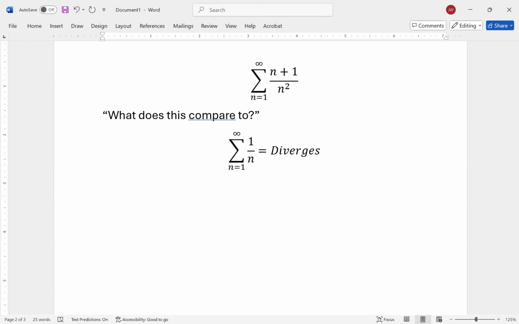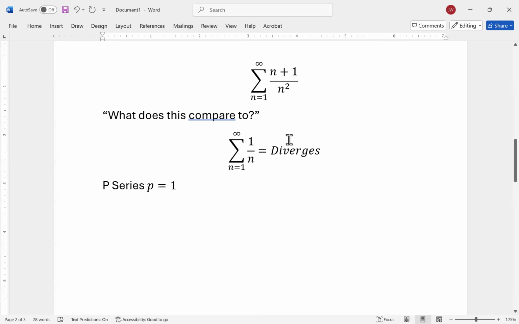And remember, that was the sort of cutoff case. When p is 1, it diverges. Anything bigger than 1, it converges. Anything less than 1, it still diverges. So that's a p-series with p of 1. So that's why I know it diverges.